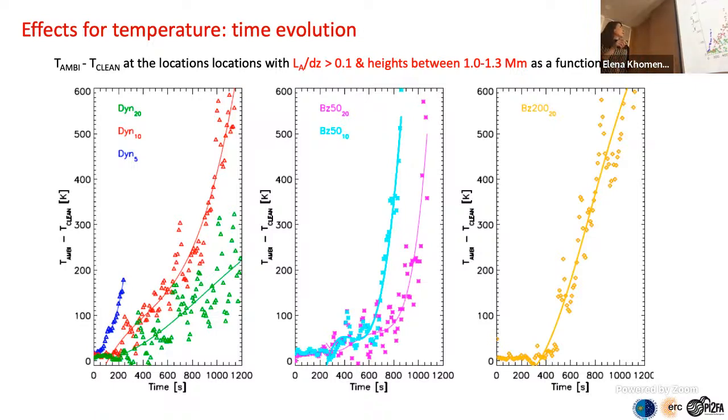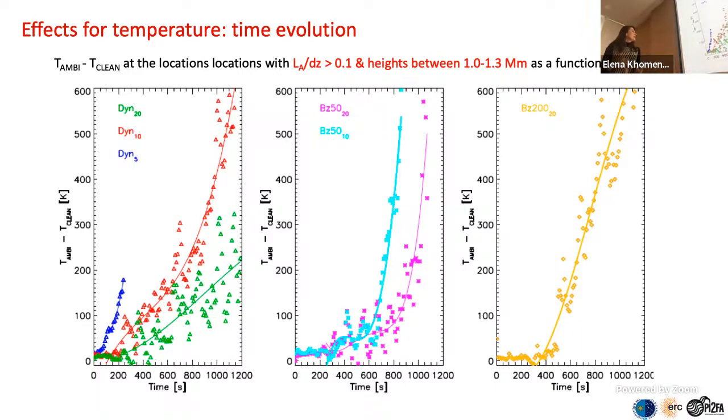So this shows the result for the dynamo. This is 50 Gauss implanted field, and this is 200 Gauss implanted field. You may see that in all the cases, the differences increase in time. So ambipolar diffusion keeps heating. So if you run it all the time, it will eventually heat your atmosphere, and then this difference, for example, at 1,000 seconds is about 600 kelvins, which is not a small effect.